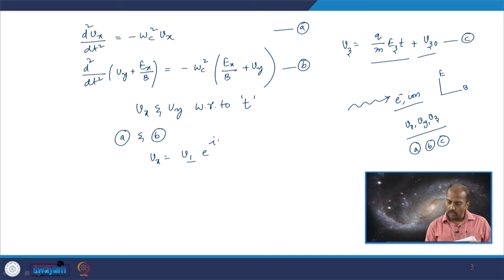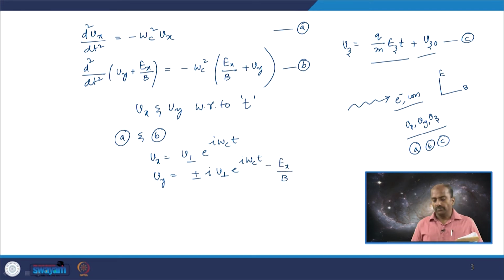Now, these equations A and B can be solved to get Vx as V perpendicular e to the power of i omega c t and Vy as plus minus i V perpendicular e to the power of i omega c t minus Ex by B. Now, if you see carefully, this term Ex by B has the dimensions of velocity.